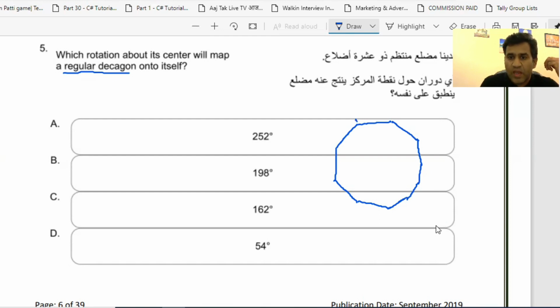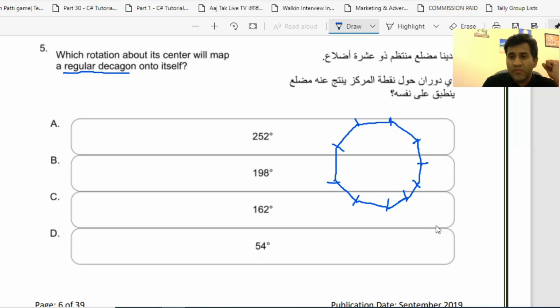Okay. So now when we are saying that each side here is equal in measure, such polygons are called regular polygons, and here there are 10 sides, so it makes a regular decagon. Now the question is, which rotation about its center will map a regular decagon onto itself?